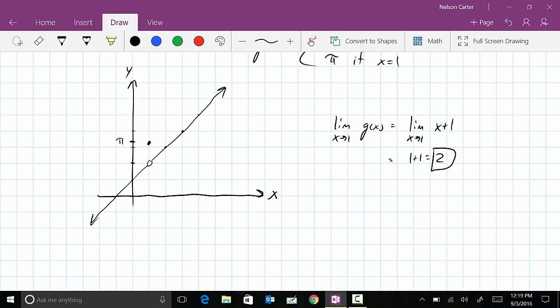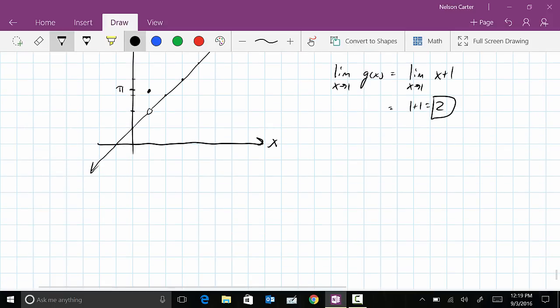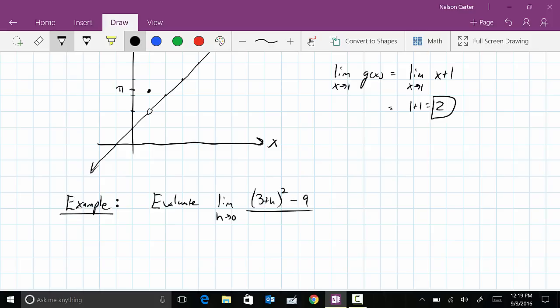Okay. So now here's another example. Evaluate the limit as h approaches 0 of (3 plus h) all squared minus 9, divided by h.